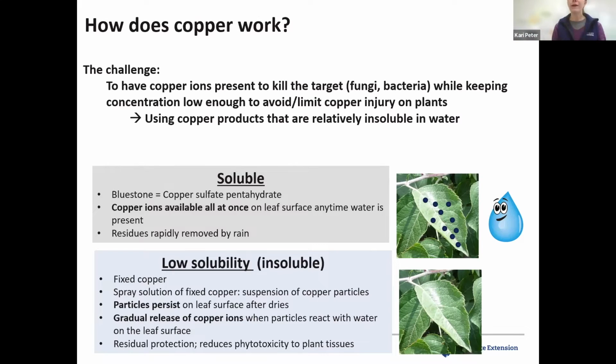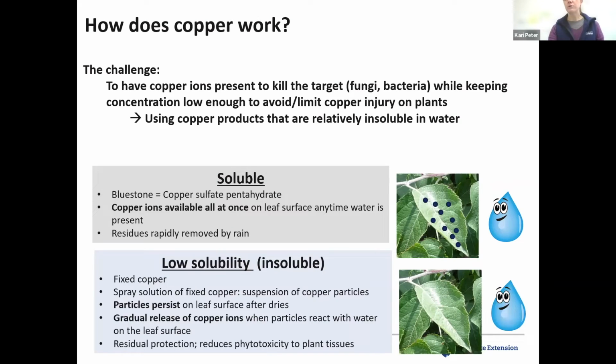So when you're spraying a solution of an insoluble copper, you're spraying a suspension of copper particles, and those particles can persist on the leaves. And so as the leaf gets wet, more copper ions are going to release. And then if you apply more copper, you will have more copper particles there, more ions released. And so with each event of water being applied to the leaf, you'll have more copper ions present. So consequently, you'll get a residual type of protection when you use an insoluble copper.